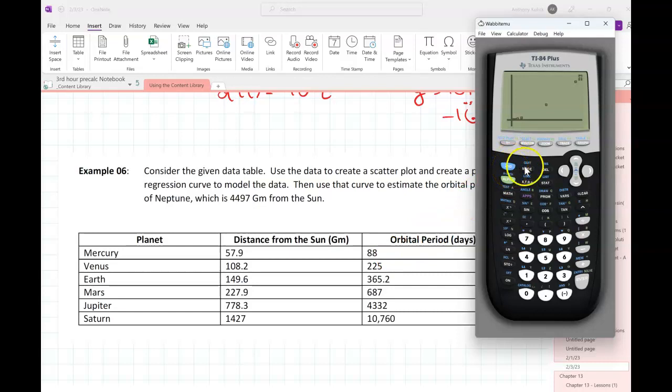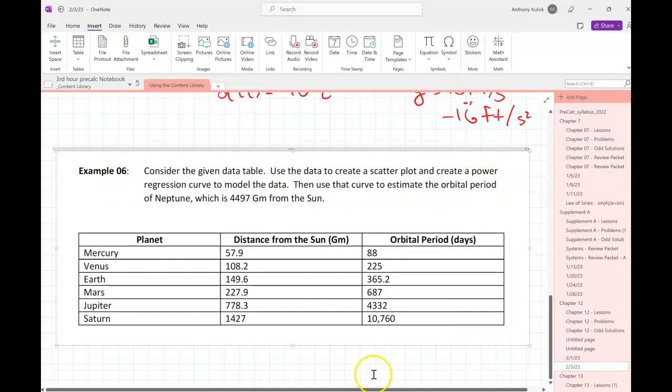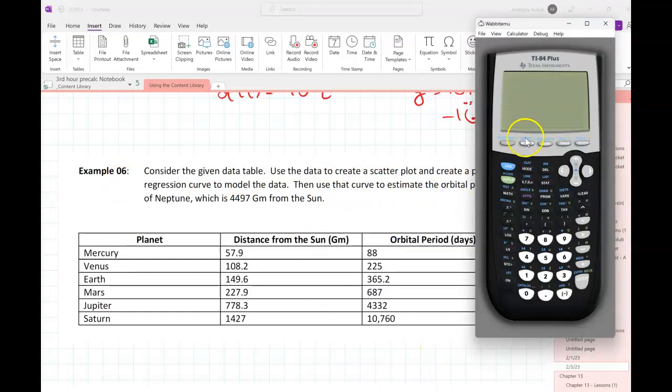Now that I have my scatter plot, I'm going to exit out of here, and now I'm going to create my power regression curve. To do that, I do it the same way I do the linreg. So I'm going to press stat, go over to calc, and scroll down because I'm looking for power reg. There it is. I see it as option A, PWR reg. Works the same way linreg does.